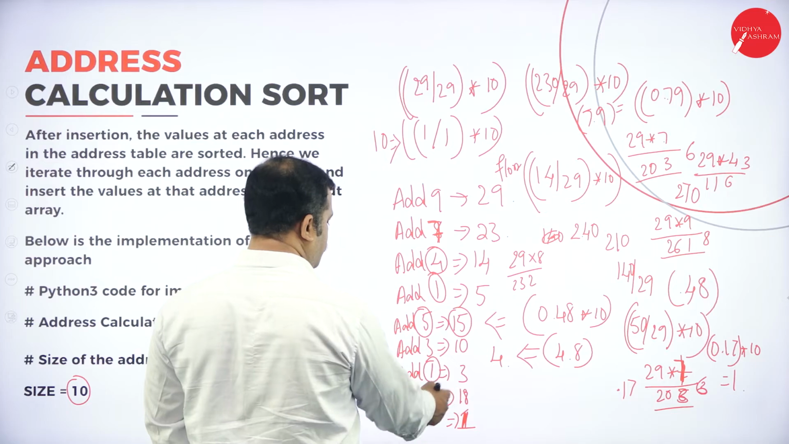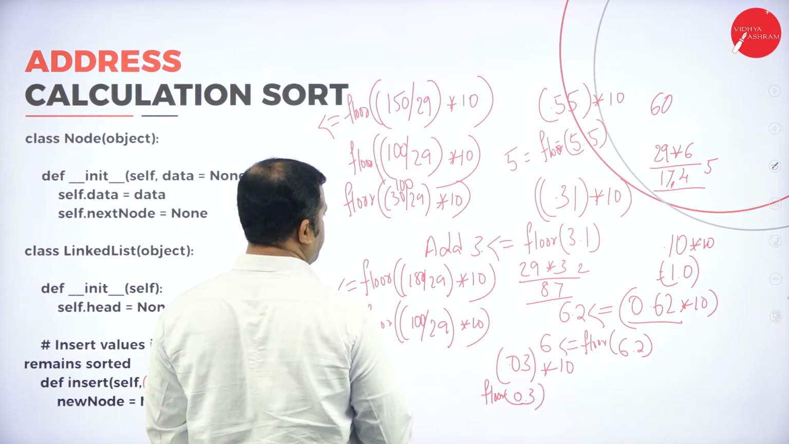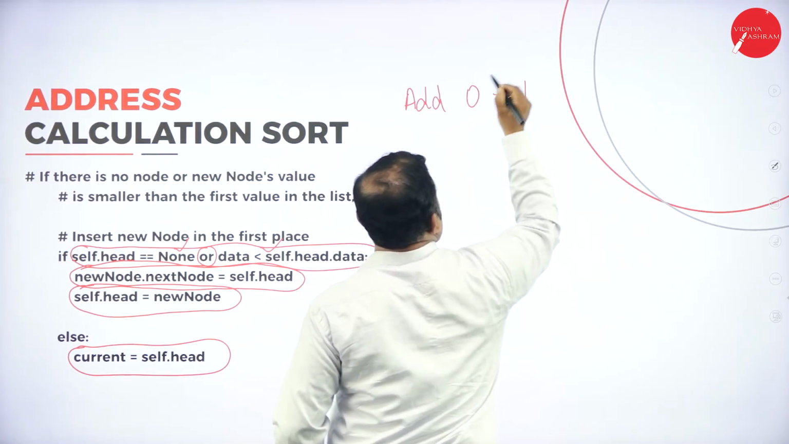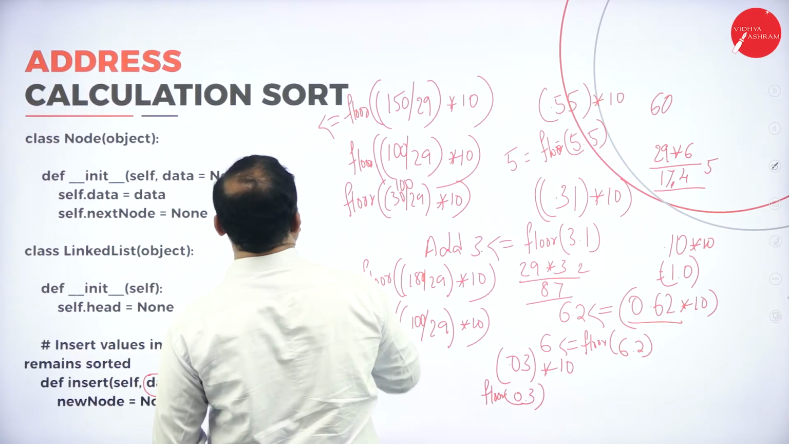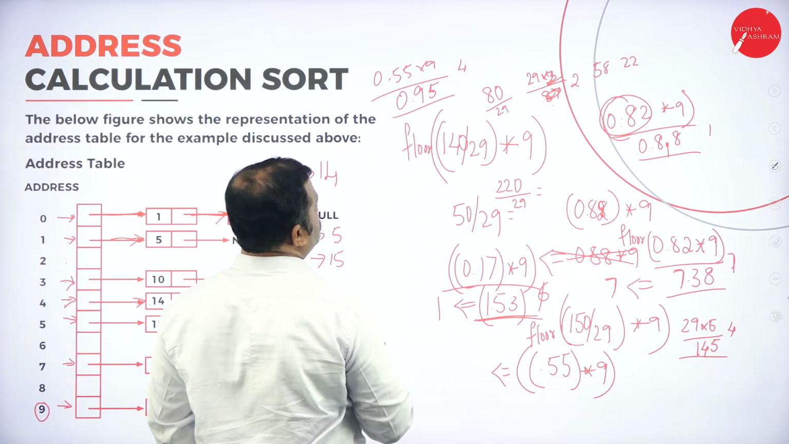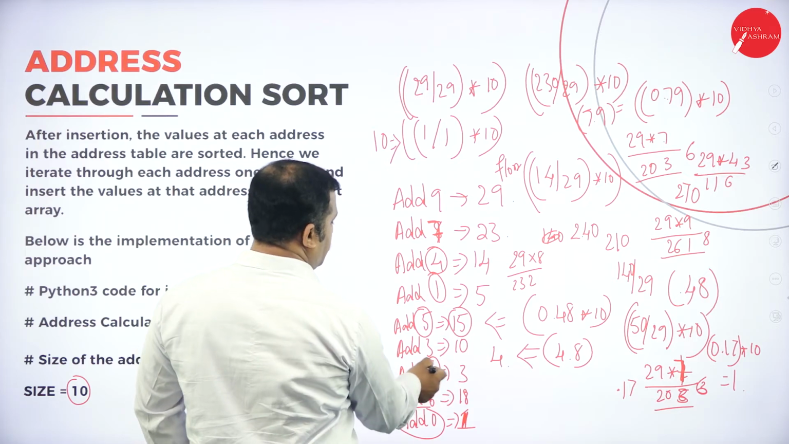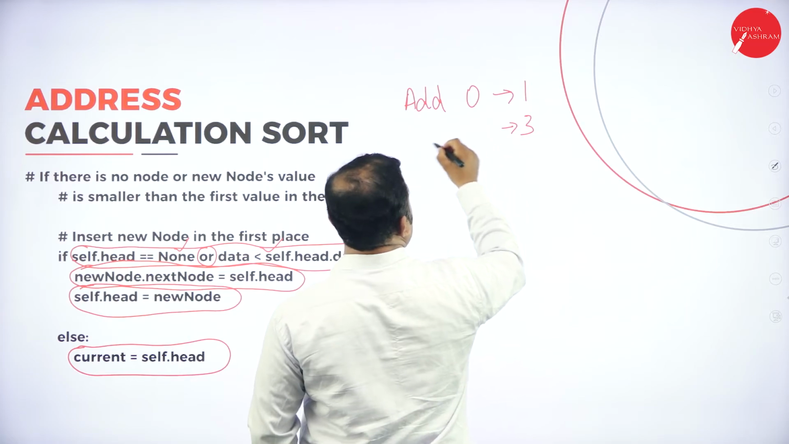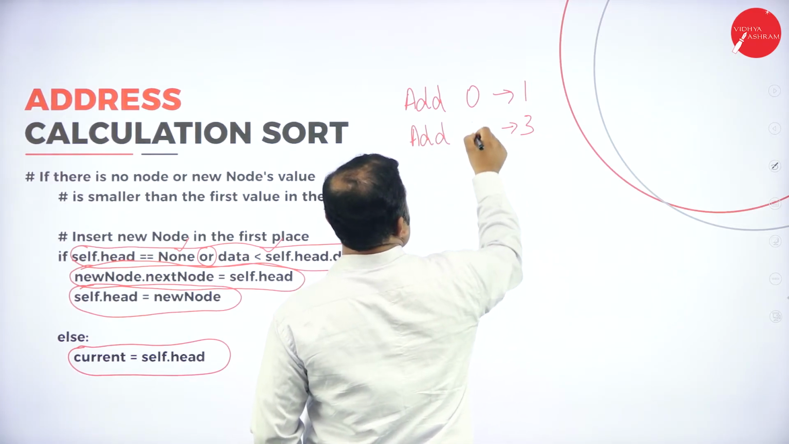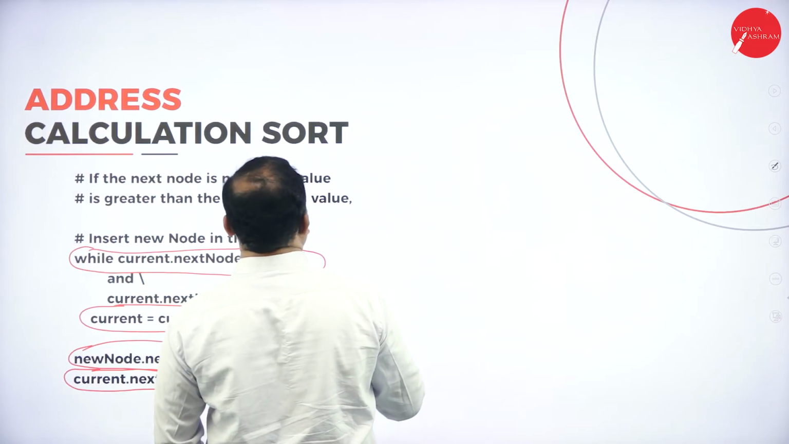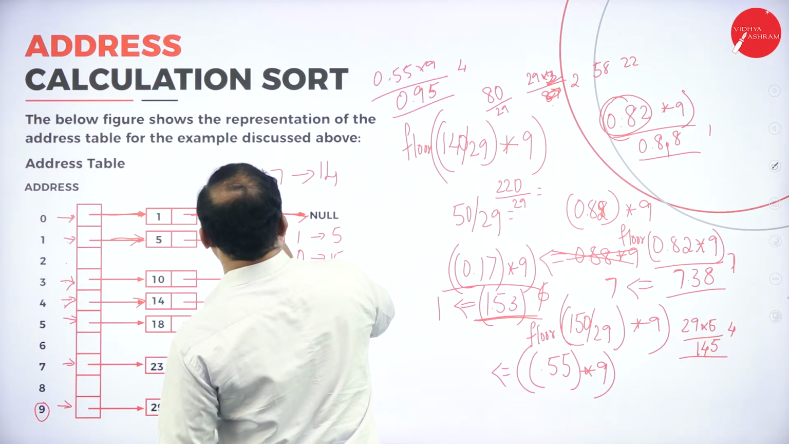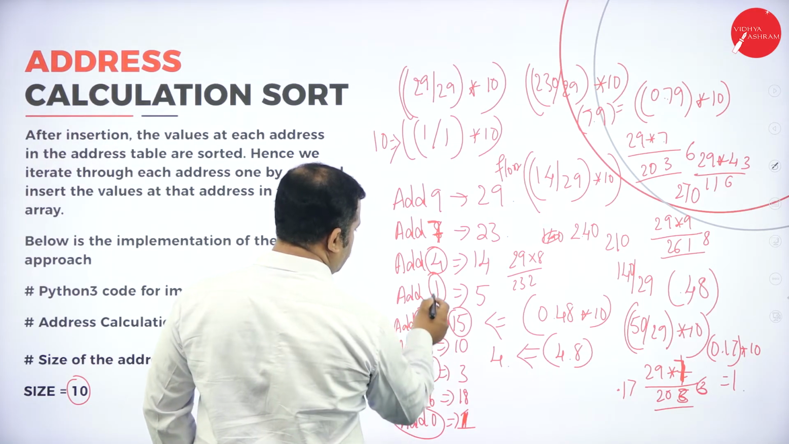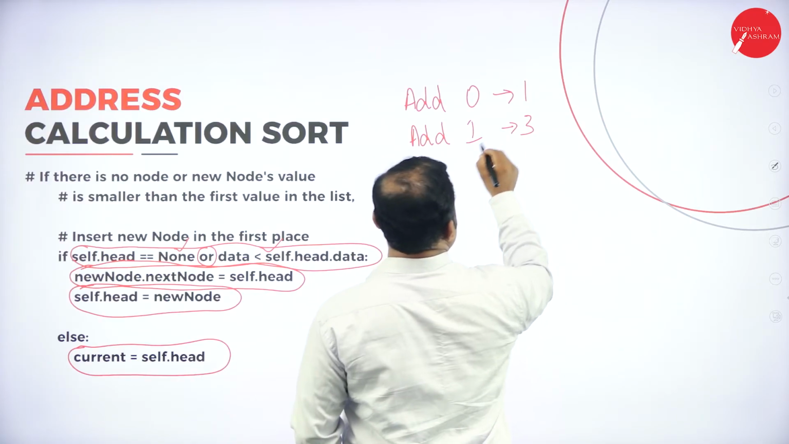1 is stored in address table 0th location. Then, which is the next item in the list? 3. 3 is stored in address table 1. Then we have 5, the item number 5, which is less than this. Where is that item number 5? That is 1.